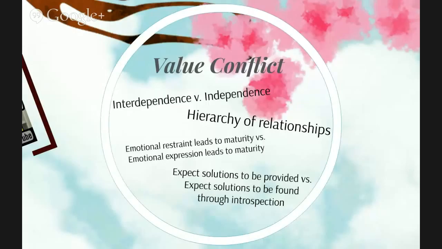Our third value conflict is emotional restraint and emotional expression. In the Asian culture, emotional restraint is seen as a sign of maturity, which means that they view the ability to contain your emotions and contain your thoughts and feelings as a sign of maturity, that you don't feel like you need to express those things to the world because you can deal with them on your own.